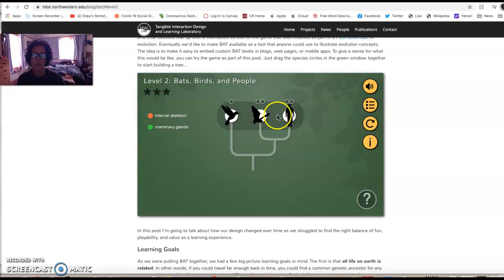Now if we move the bat, we've got the human and the bat together sharing two of those characteristics, the bird off by itself. The thing that is shared by all of them is having an internal skeleton, so the thing that everybody has goes at the root of the tree. Up we go. And the thing that is shared by the other two goes at the root of those two.